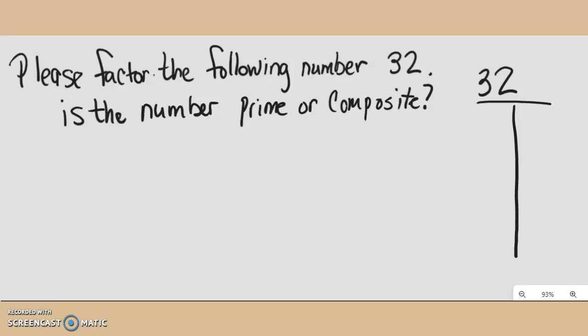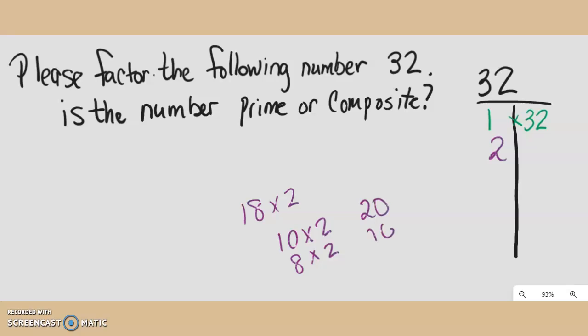All right, so 32. We know that our first number has to be 1. So 1 times something equals 32, because 32 is our answer. I know that 1 times 32 is 32. Okay, how about 2? Does 2 times anything equal 32? Well, I'm betting 18 does, because you know that 18 times 2, so you have 8 and you have 2. So you know that this is 20 and this is 16.